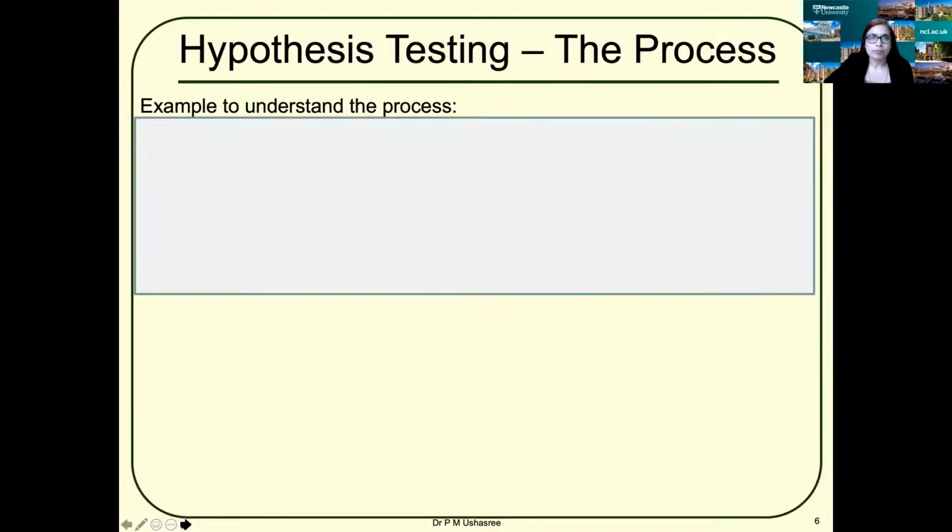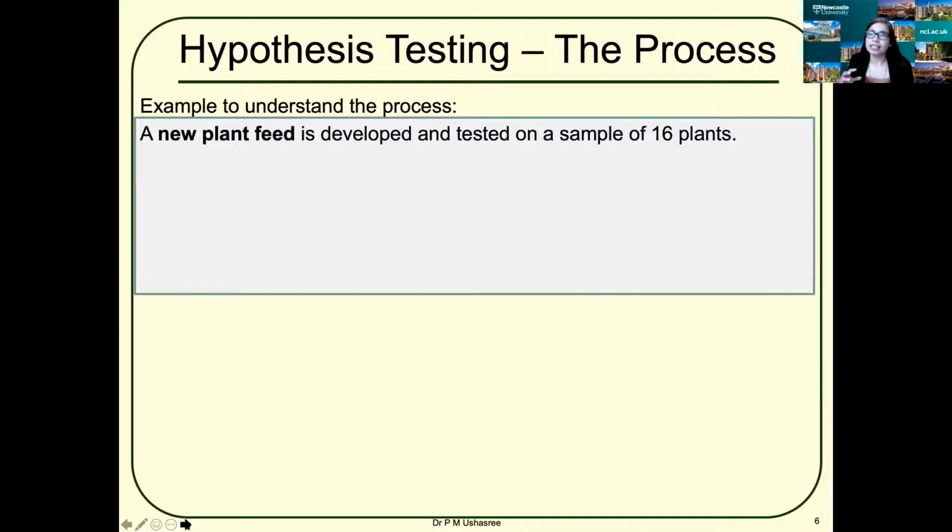Now, to understand the different steps to perform hypothesis testing, let's take an example because it's easy to understand the whole process by taking an example, okay? So let's say that a group of scientists have developed a new plant feed and they are testing it on a sample of 16 plants. That means the sample has got 16 plants, or the sample size is 16, n is equal to 16.